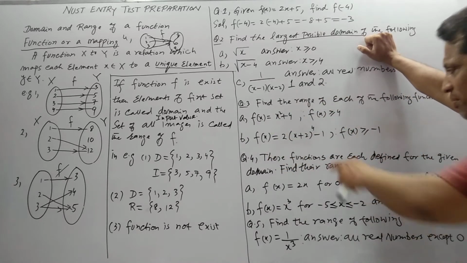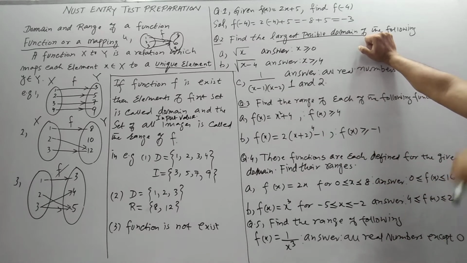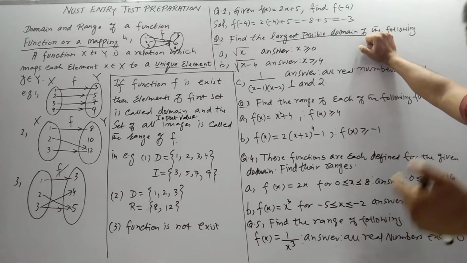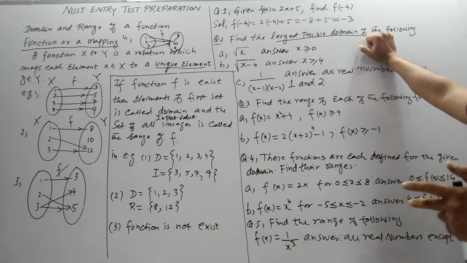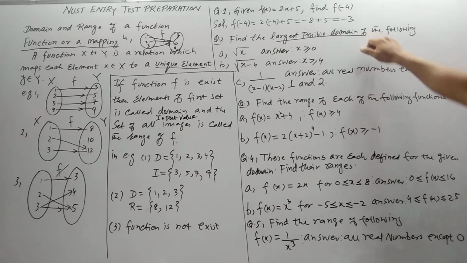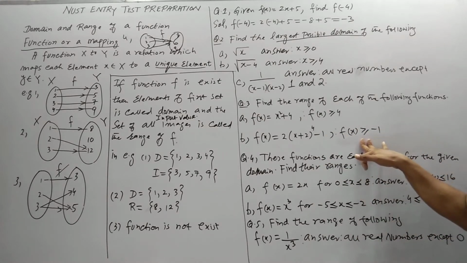Because after minus 2, if you put any value, whether it is negative or positive, you always get an answer greater than minus 1. You can verify with the help of a calculator. Therefore, the range is greater than or equal to minus 1.